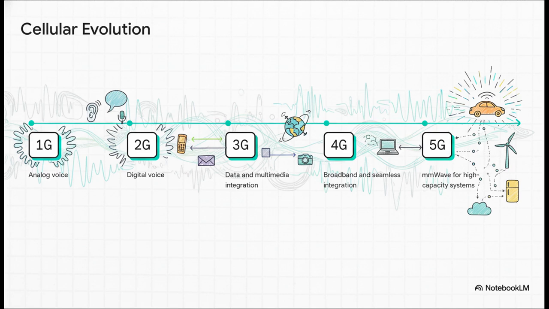And just look at how far we've come. It's incredible. We started with 1G networks that could barely handle an analog voice call, and now we're at 5G, which is so fast it's powering the Internet of Things, connecting everything from cars to coffee makers. Every single generation here represents a huge leap forward in using our airwaves more and more efficiently.